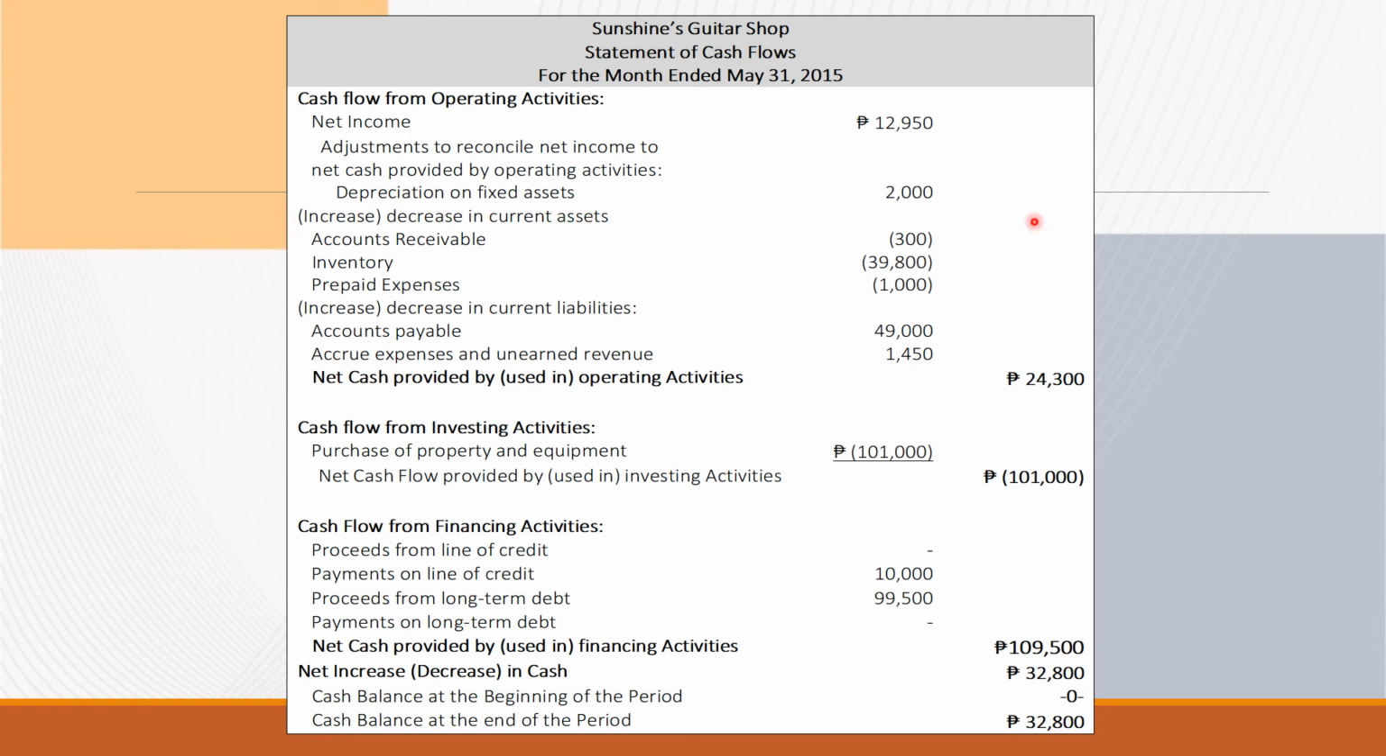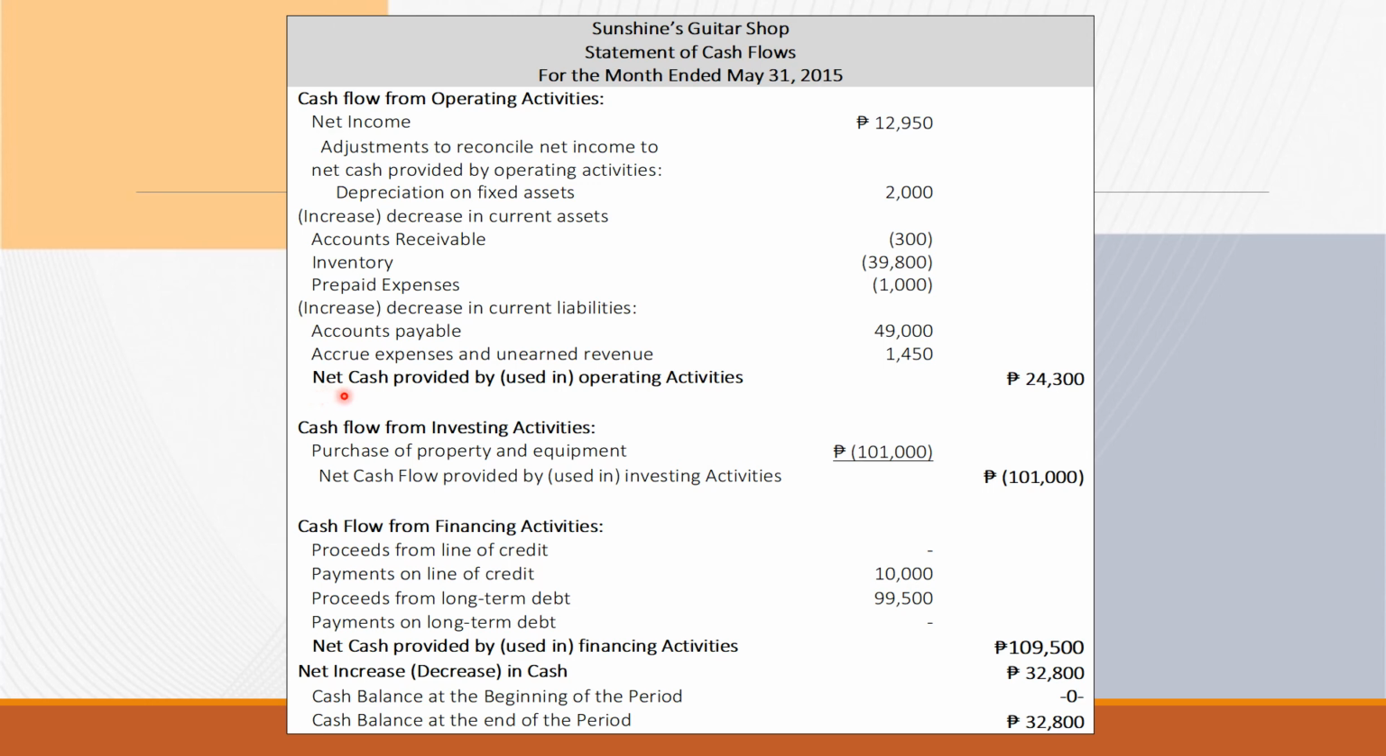Accounts receivable, it's negative 300 pesos. The inventory will be negative 39,800. And then the prepaid expenses will be negative 1,000. For the next part, the increase or decrease in current liabilities. So if you have your accounts payable, it will be positive. And then the accrued expenses and unearned revenue is also positive. As you can see, this is indirect. So the assets will be negative while the liabilities will be positive.